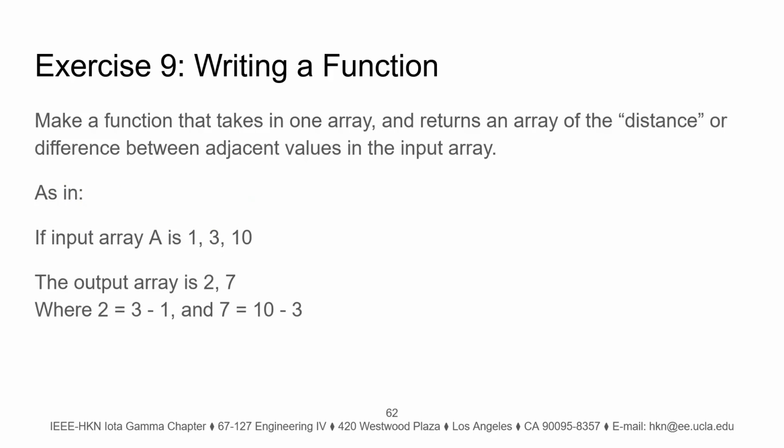Now for exercise 9, writing a function. Make a function that takes in one array and returns an array of the distance or the difference between adjacent values in the input array. As in, if we have an input array of 1, 3, 10, the output array is 2, 7, where 2 is 3 minus 1, and 7 is 10 minus 3. These are the adjacent values.